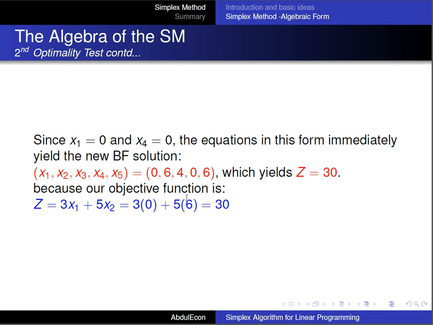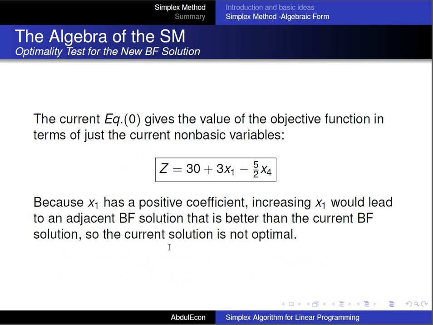Okay, and then we go to the second optimality test. When x1 is equal to 0 and x2 is equal to 6, the objective function is equal to 30. Again, we will see if we can find a better solution. And because now x1 has a positive coefficient, increasing x1 would lead to an adjacent BF solution that is better than the current BF solution. So the current solution is not optimal.